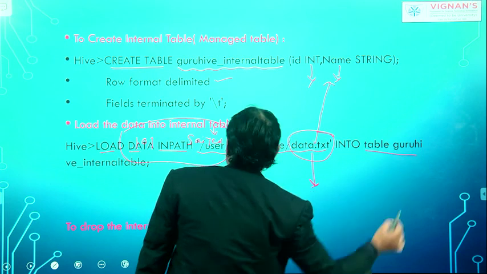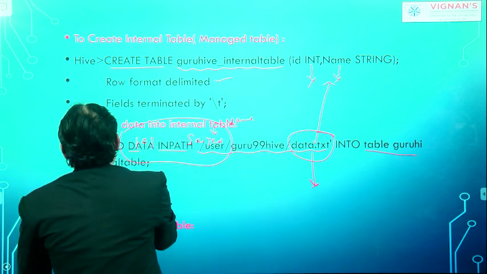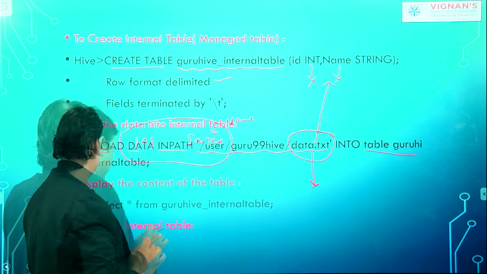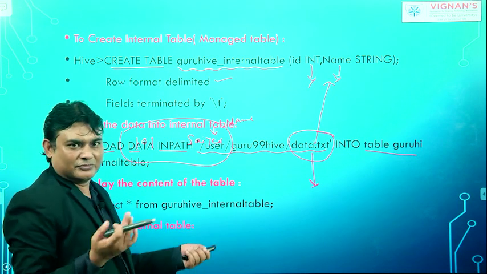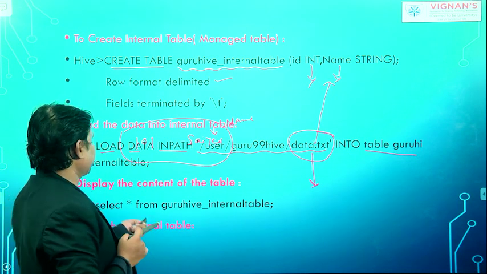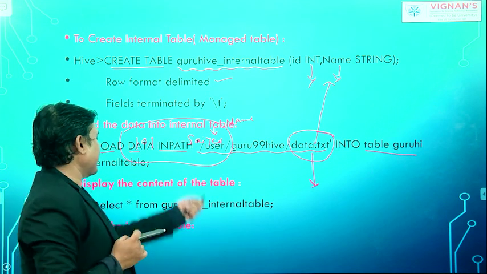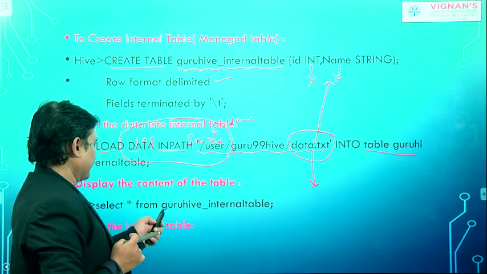Table name is what? Guru Hive underscore internal table. If you want to display the content of the table, simple queries you have to write: select star from the name of the table. If you give this, you can find all the content of the table. You can get it from here.